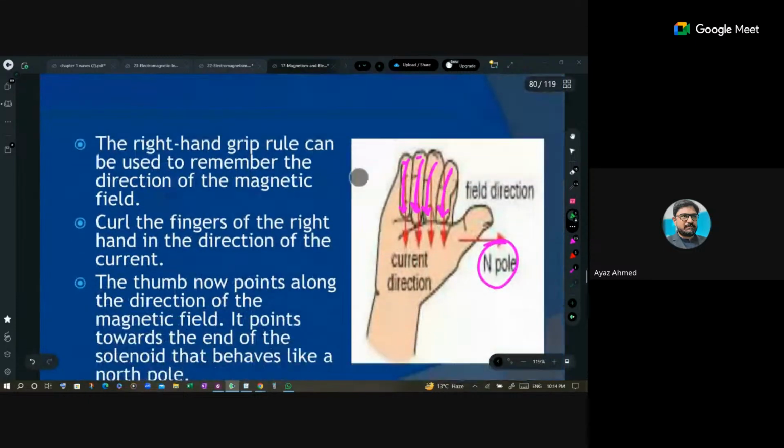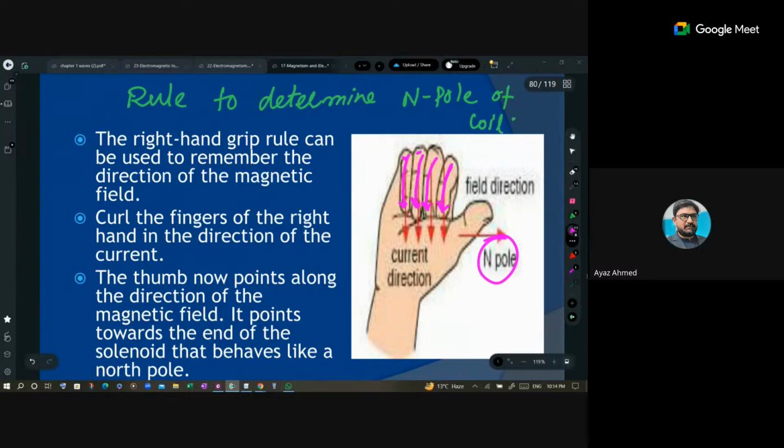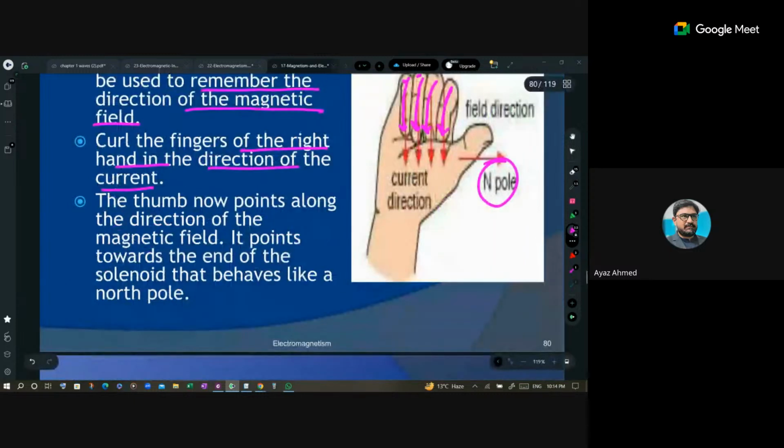So this is basically the rule to determine the north pole, how to determine the north pole in a coil. What to do? You have to use the right hand grip rule, which can be used to remember the direction of the magnetic field. Curl the fingers of your right hand in the direction of current, then the thumb will be pointing towards the direction of the magnetic field. It points towards the end of the solenoid that behaves like a north pole.